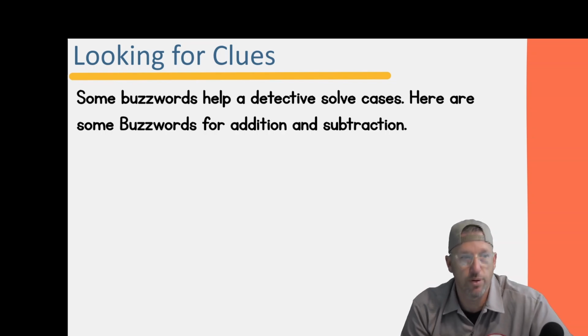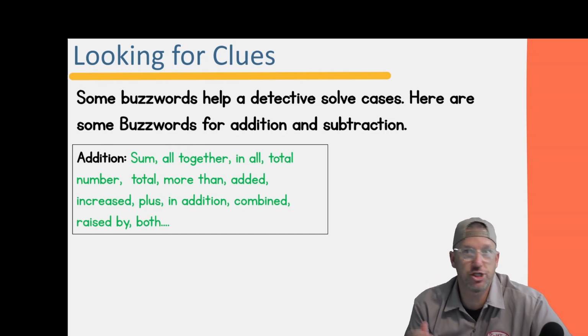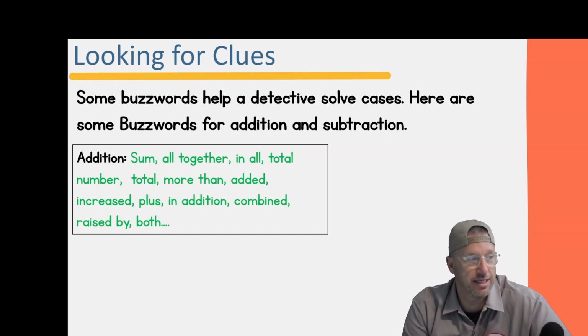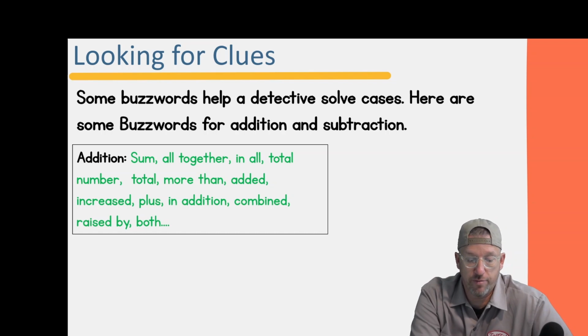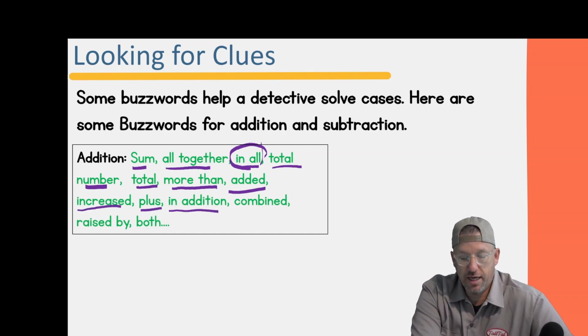Some buzzwords or keywords that we want to look for help us solve cases. When we're thinking about addition, these are clues that tell you I should be adding. Think about adding. Does adding make sense? If you see the word sum, which you know from previous videos is the answer to an addition problem. If it says something like all together or in all: I had 3 dogs, someone gave me 2, how many do I have in all? I'm going to add those together. The total number, total, more than. If I have 4 dogs more than someone else. In other words, if it says the word add or addition, increased, plus, in addition, or if we take something and combine it.